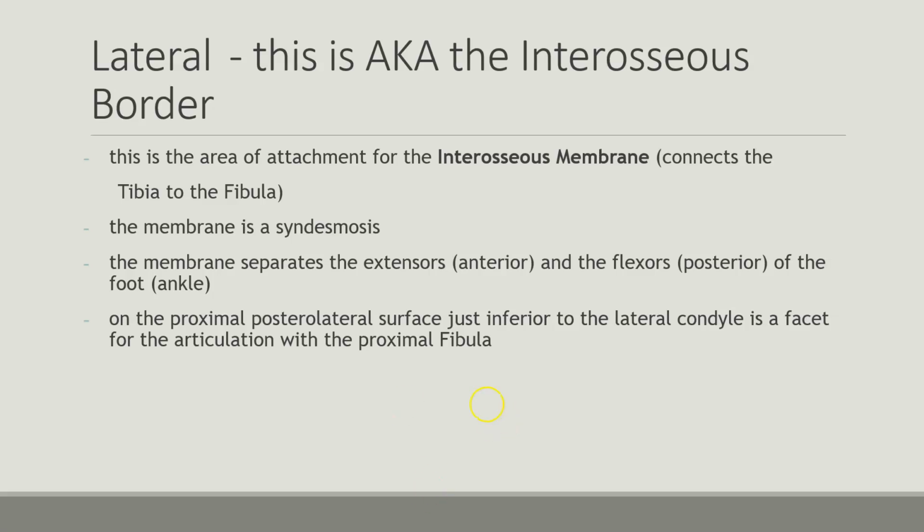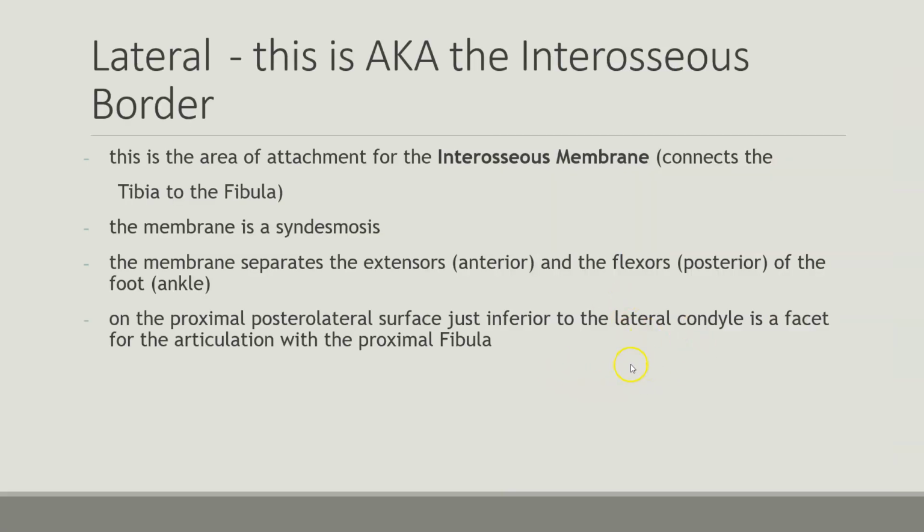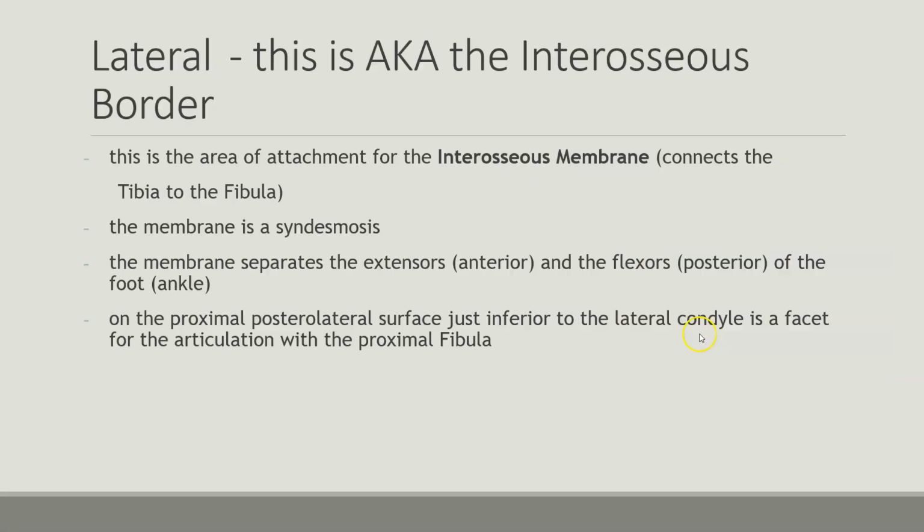The membrane, as I said, separates the extensors and the flexors. So when we look at this interosseous border, any muscles that attach anterior to this interosseous membrane are extensors, and any muscles that originate from the posterior interosseous membrane are flexors. Okay, extensors anteriorly and flexors posteriorly. When we look at the proximal posterior lateral surface, just inferior to the lateral condyle, as I said, is a facet for the articulation of the proximal fibula.